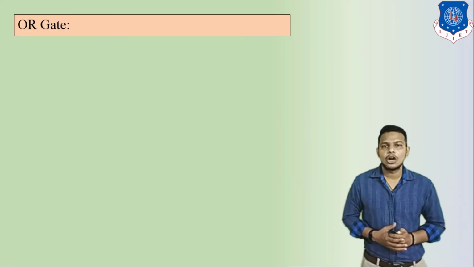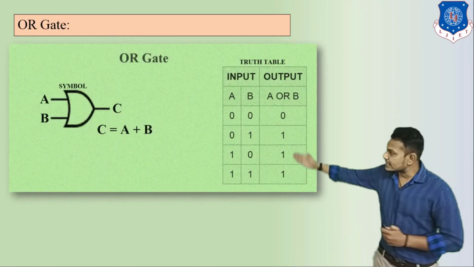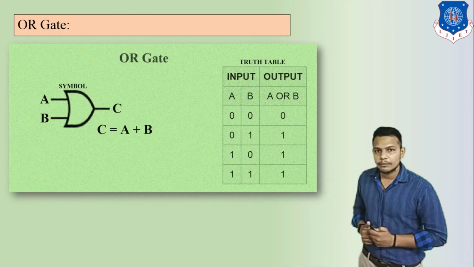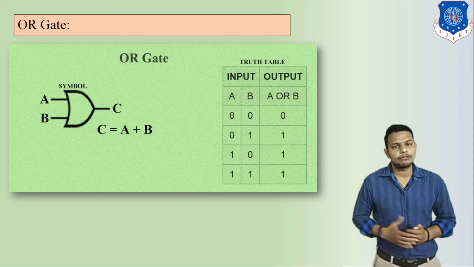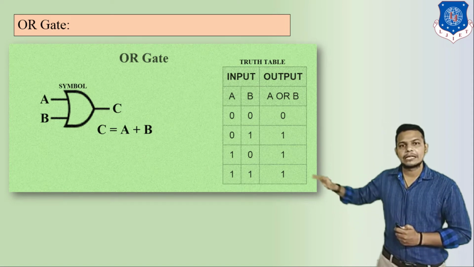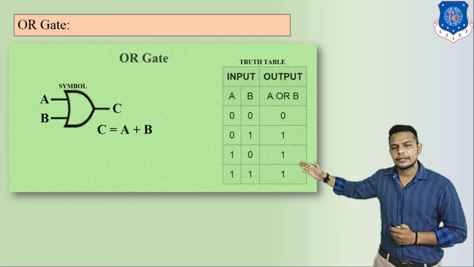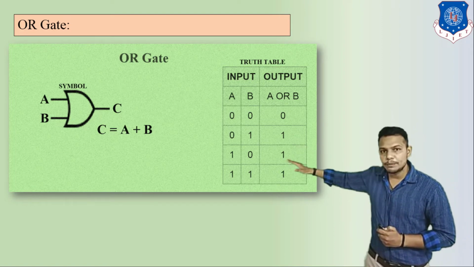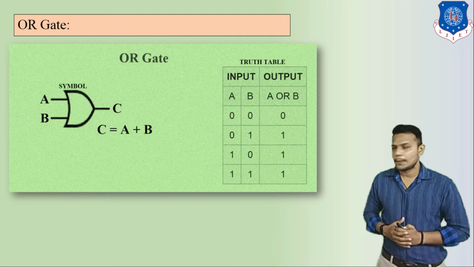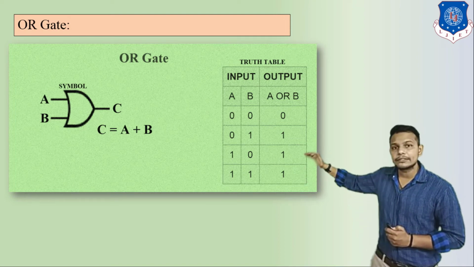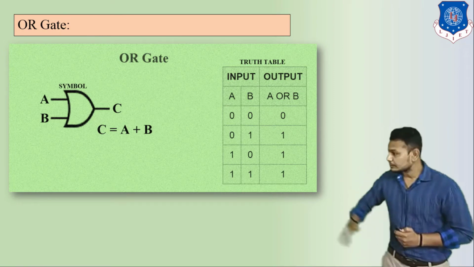Now next one is OR gate. Here we can see this is the OR gate symbol along with its Boolean expression, and this is the truth table of OR gate. Now similarly here, like AND gate, here we can see 2 inputs and 1 output. Now we can make it 3 input, 4 input and many more.